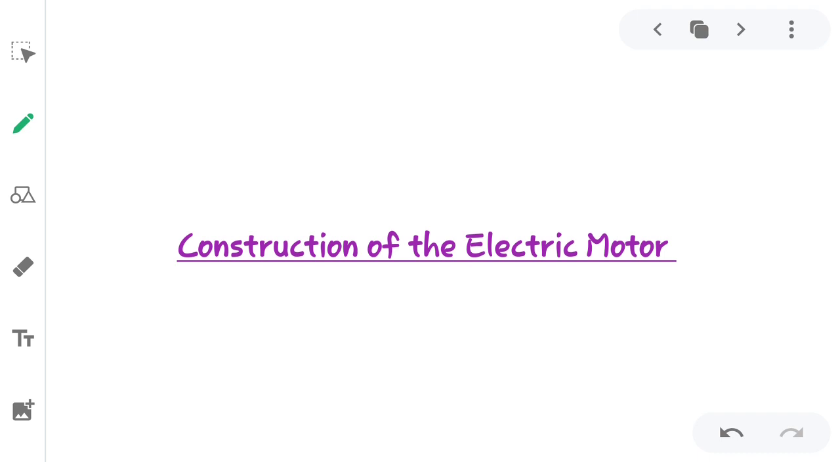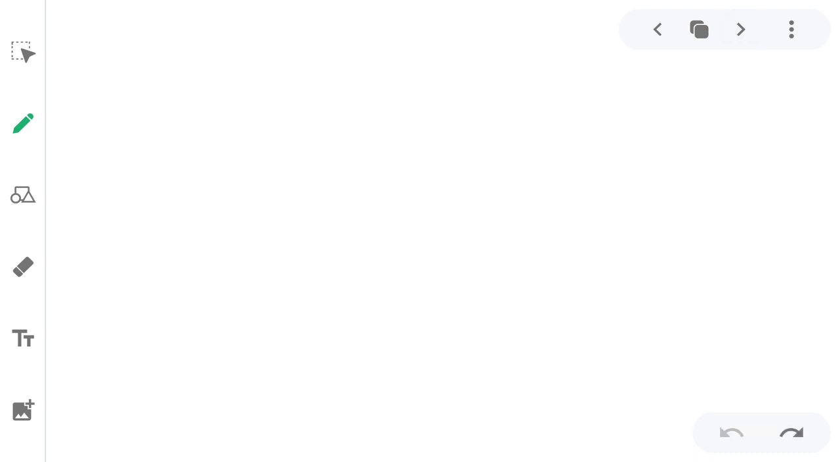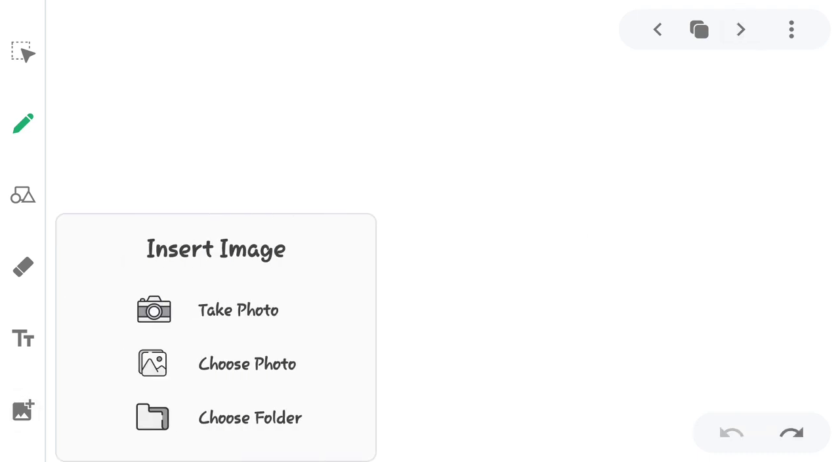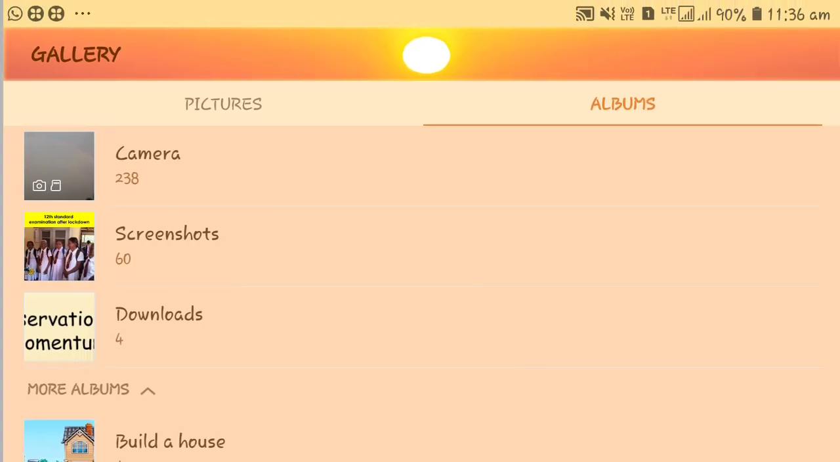Actually, in a current carrying conductor, by mistake I removed the picture, so let me bring that picture first.